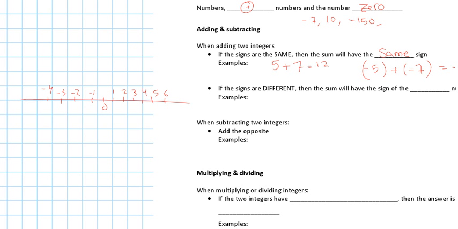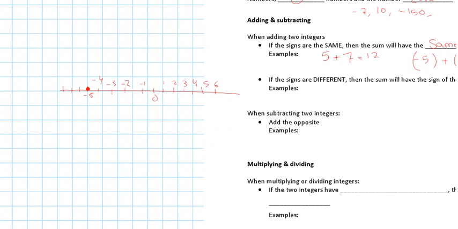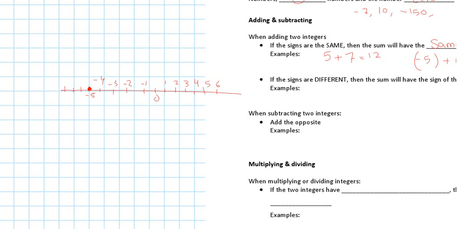If I'm at negative 5, so I'm right here, and I'm adding negative 7, because I'm adding a negative number, I have to go 7 units to the left. If I'm adding a positive number, I have to go to the right. We'll talk more about the number line, but it's a good start for you if you don't know what you're doing with the numbers.